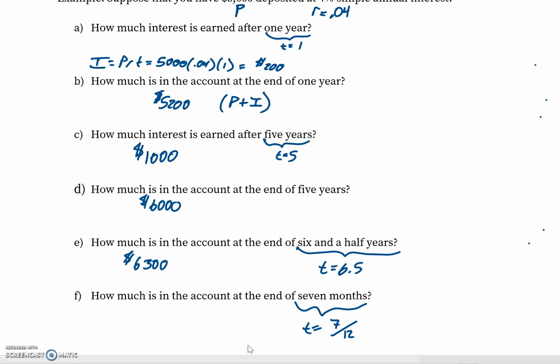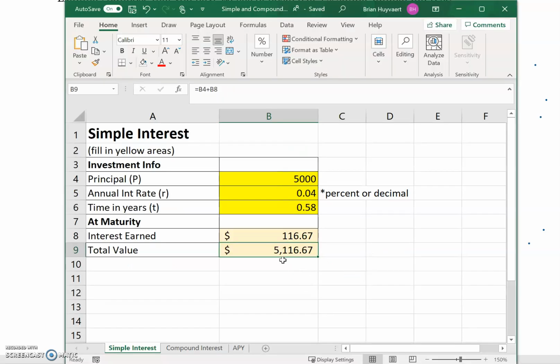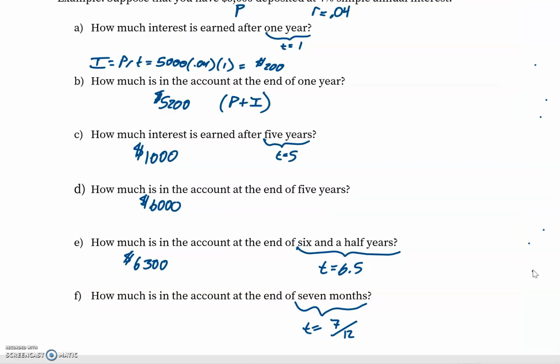So let's see, what did we want? How much is in the account? So we want that second value. So we have 5,116 and 67 cents. And the way that this is set up, it'll round to the nearest cent for you, so you don't have to worry about that, which is one of the nice features.